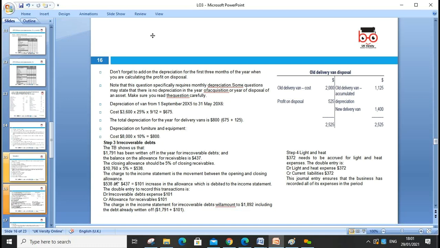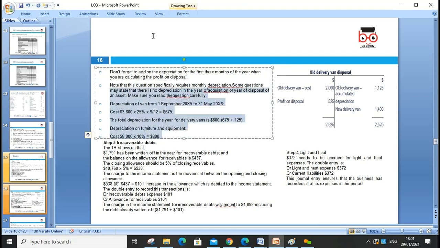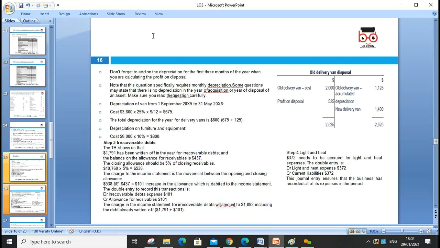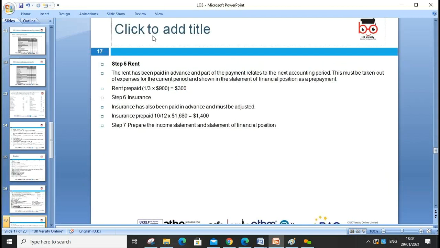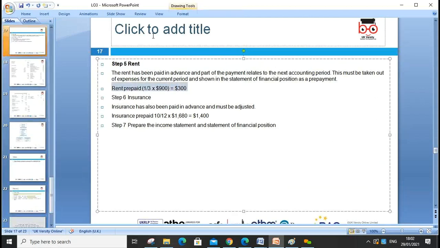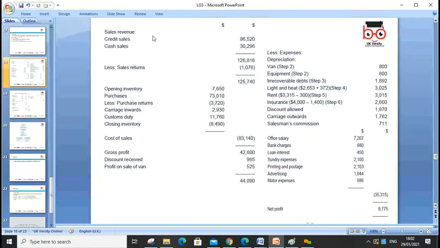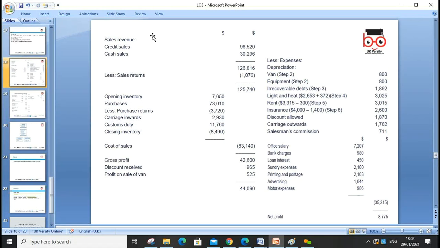Any question? Okay. If there is anything you did not get, you can ask. Any point you can ask. So we did all the adjustments here, and then from all these figures, for rent we have a prepaid. Yes, rent, I said 300 is an insurance adjustment. How many months? And then we prepare our final accounts. Okay. You see here, revenue we have.